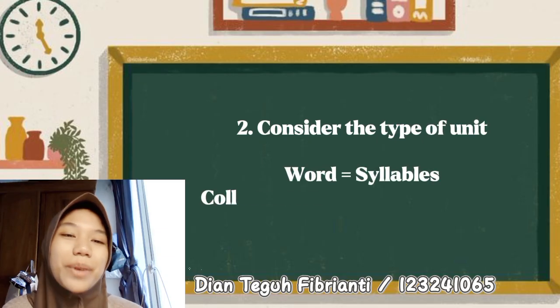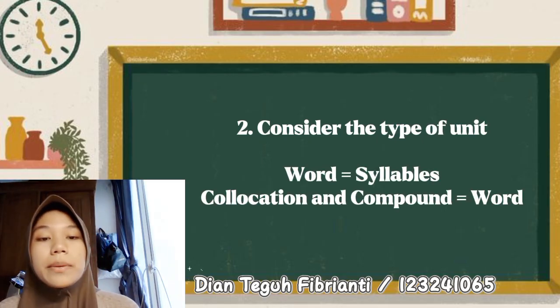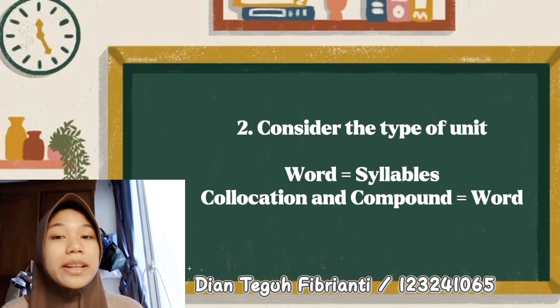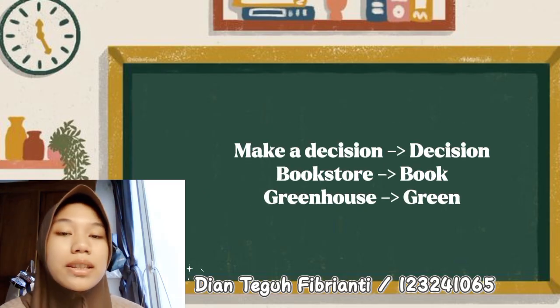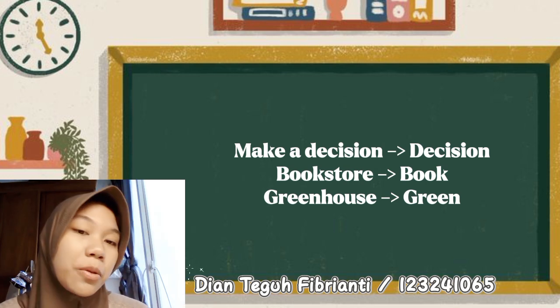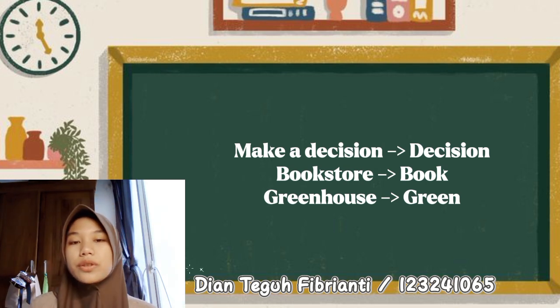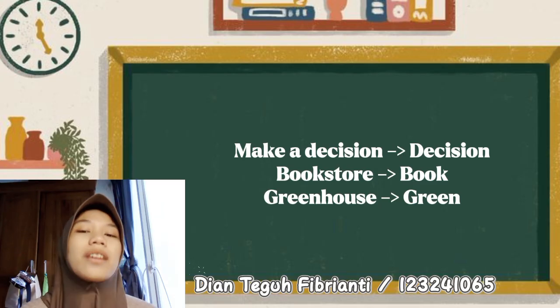The second way is to consider the type of unit. In words, stress falls on the syllable, but in collocations and compounds, the stress falls on the word. For example, in the collocation make a decision, the stress falls on decision. Another example, for a compound, bookstore. The stress is on the word book. Greenhouse, the stress falls on the word green.